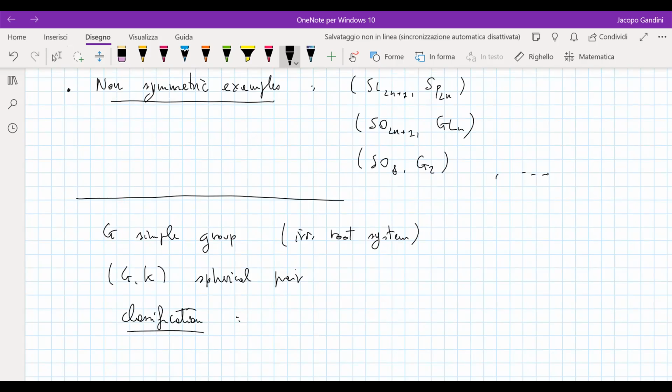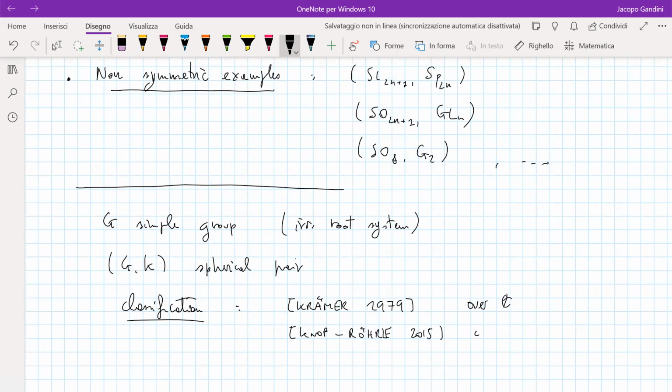So well, this is quite old. We have a classification of Krämer in 1979 over the complex numbers. I mean, rather in terms of Lie groups, and also more recently there was a classification of Knop and Röhrle in 2015. So this is over C, and the characteristic is arbitrary. So this is arbitrary characteristic.